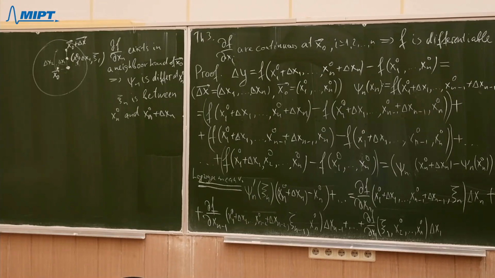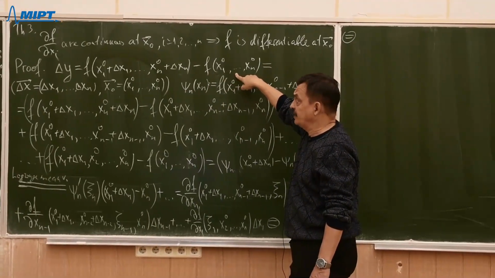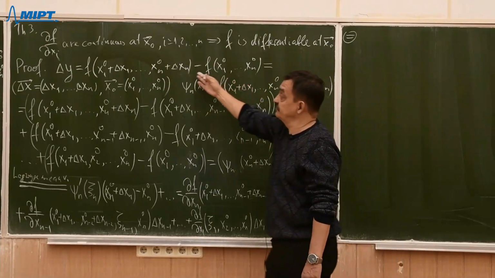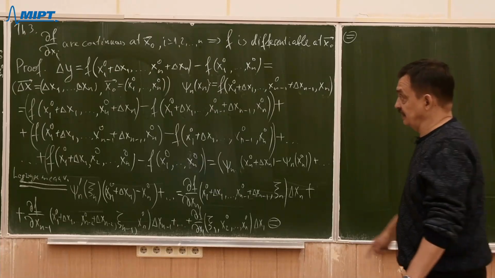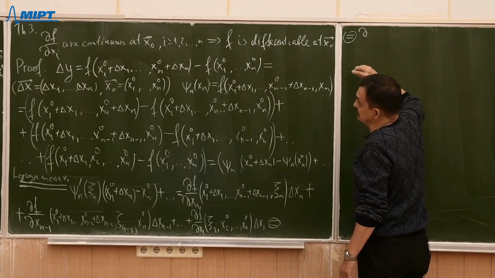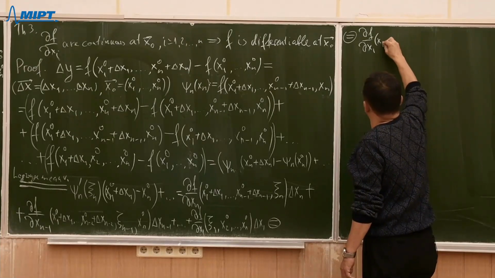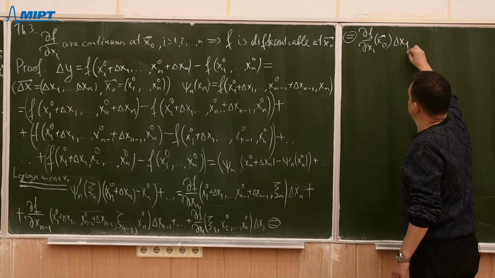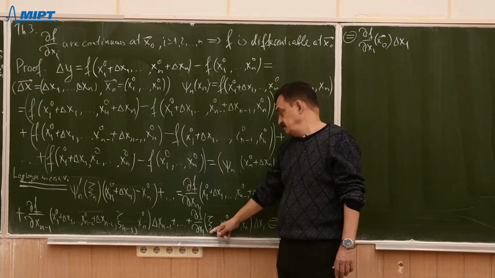Now, recall that we want to prove the differentiability. It means that I have to prove that this difference can be represented as scalar product of gradient times delta x, and scalar product of gradient times delta x is equal to partial derivative of f with respect to x1 at a point x naught times delta x1 plus so on plus other coordinates. But you see, so I want to obtain this term, but I haven't it. I have a different. Here I have some psi1.